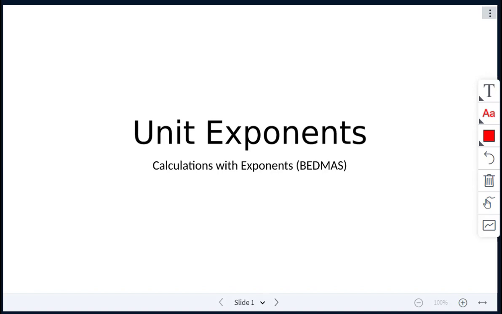All right, today's lesson in our unit on exponents is calculations with exponents. So we will be doing a bit of review of BEDMAS. Just to review, the E in BEDMAS stands for exponents.